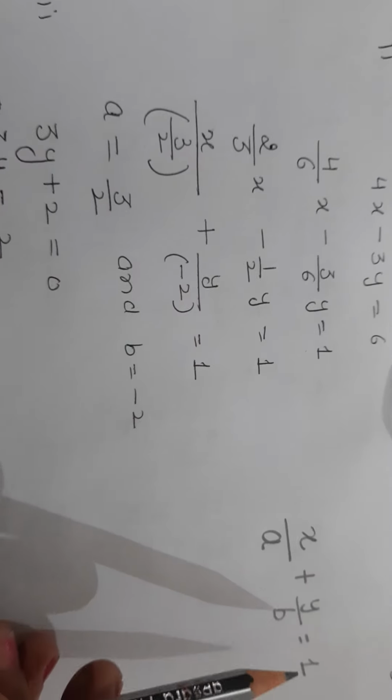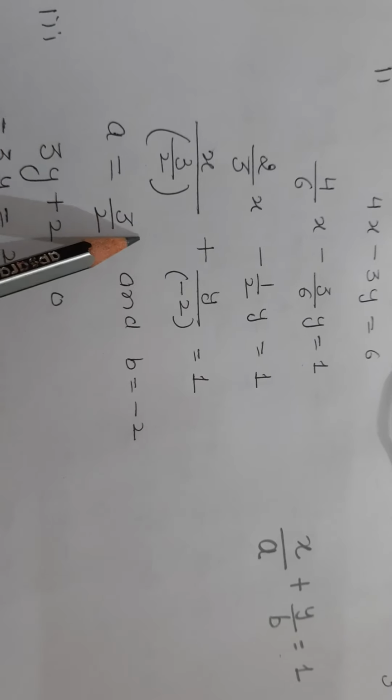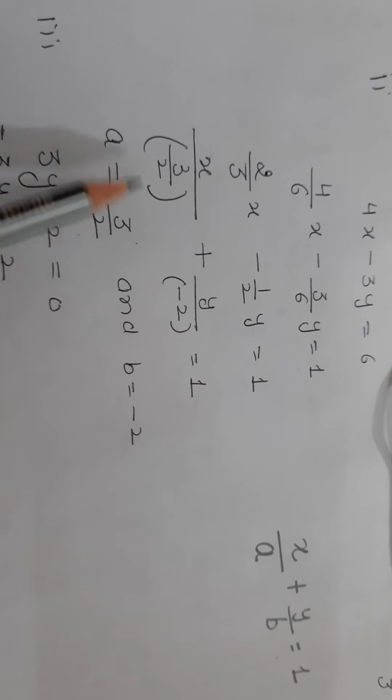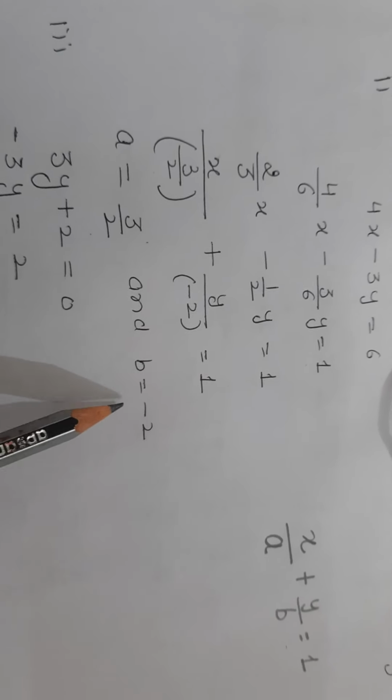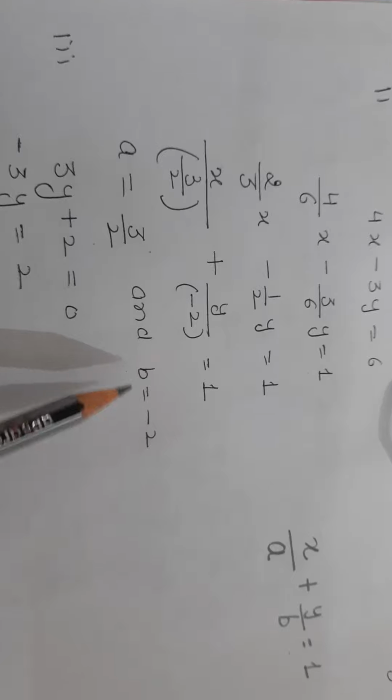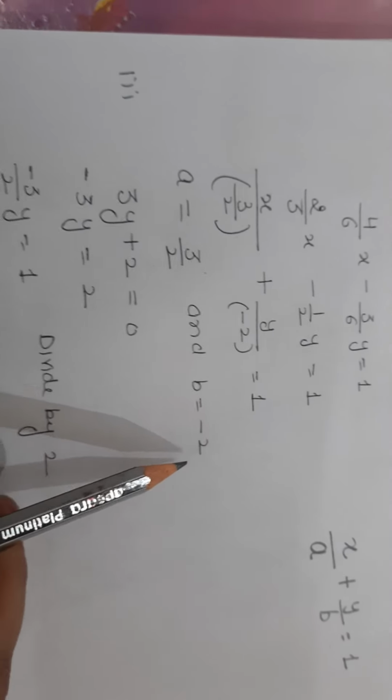So, if you compare these two equations, a is 3 by 2, which means the intercept on the x-axis is 3 by 2, and b is minus 2. So, the intercept on y-axis is minus 2.